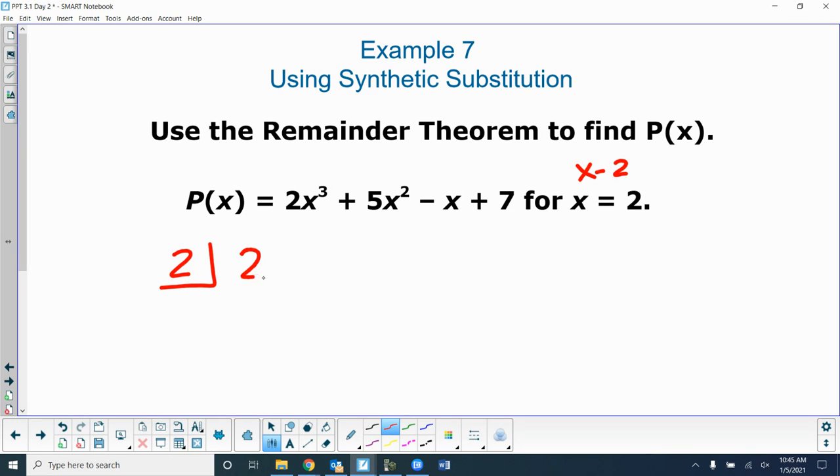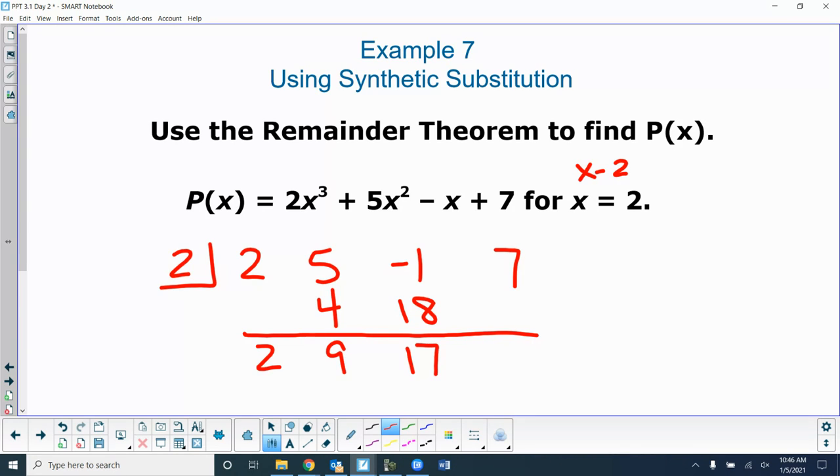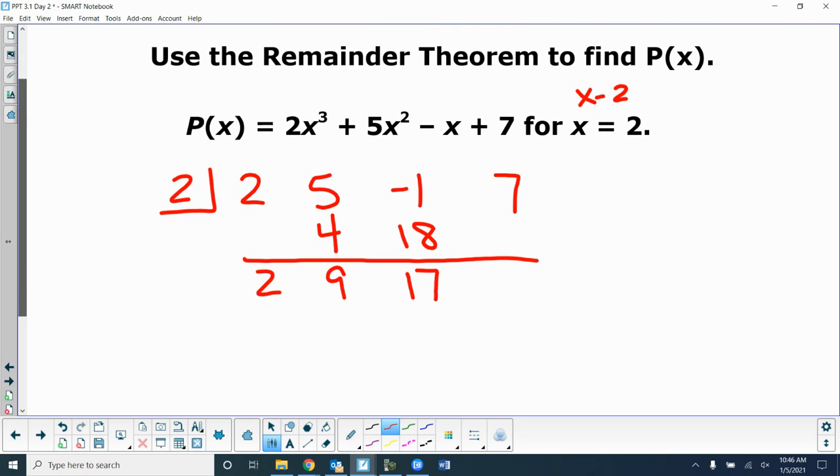All right, so again, I used my 2 for x cubed, my 5 for x squared, -1 for the x, and the 7. I didn't have to add any zeros. You still check for that. You might need to do the zero there. Just drop your 2, and everything else is the same. Drop your 2. 2 times 2 is 4. 5 plus 4 is 9. 2 times 9 is 18. -1 plus 18 is 17. 2 times 17 is 34. 7 plus 34 is 41. If I were to substitute 2 there, there, and there, I'd get 41. Okay?